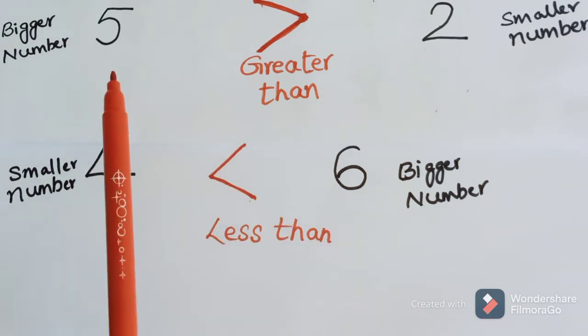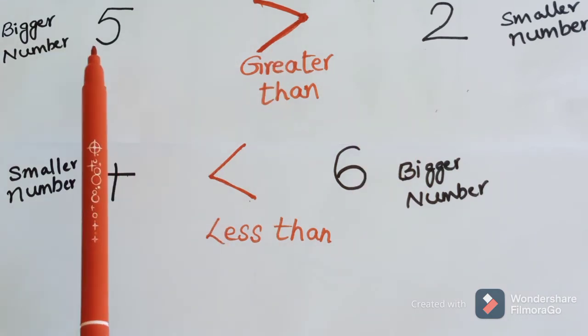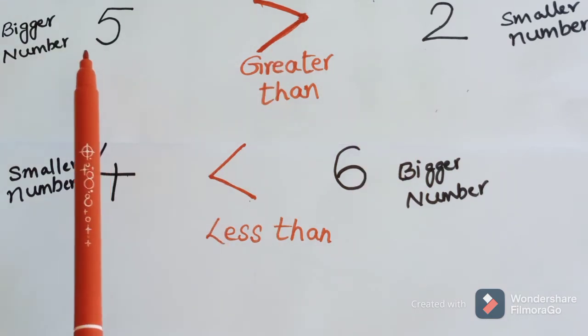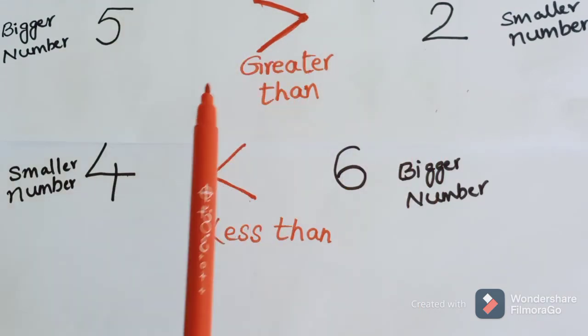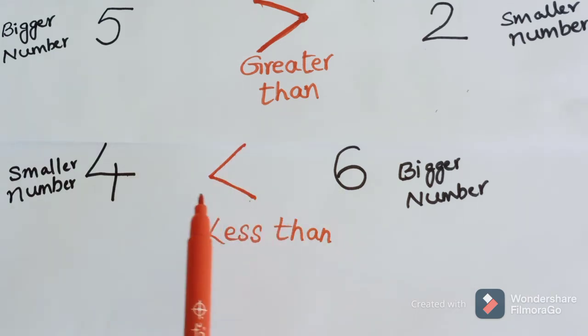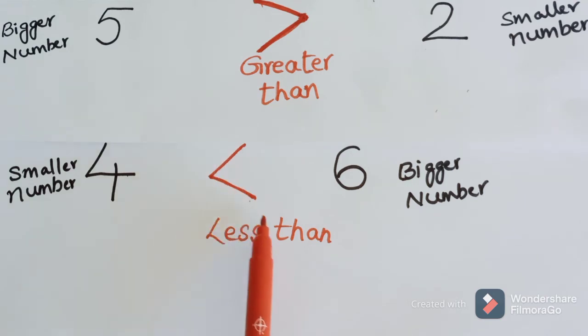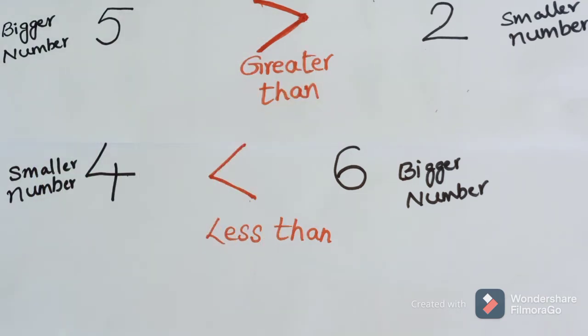So when we are comparing the first number with the second number, we should talk about the first number. If the first number is bigger than the second number, then we use the greater than symbol. If the first number is smaller than the second number, then we use the less than symbol. For smaller numbers, we use less than. For bigger numbers, we use greater than.